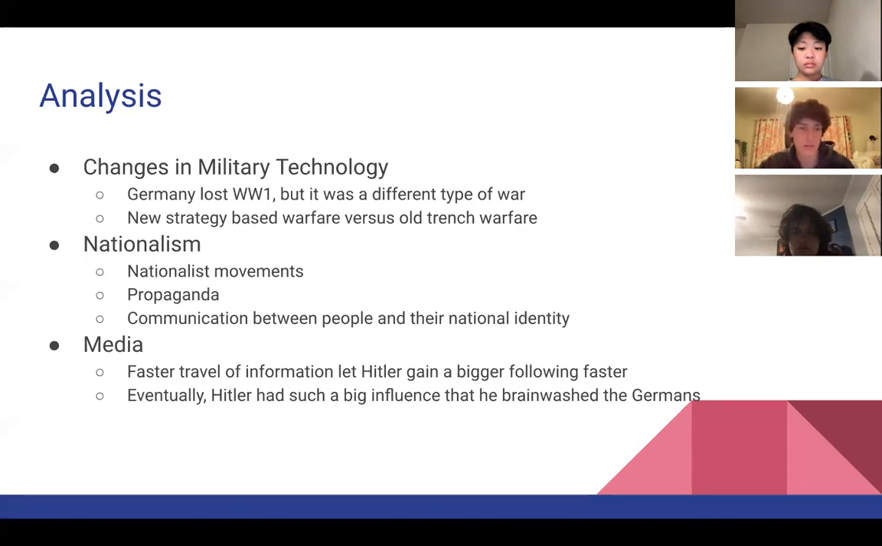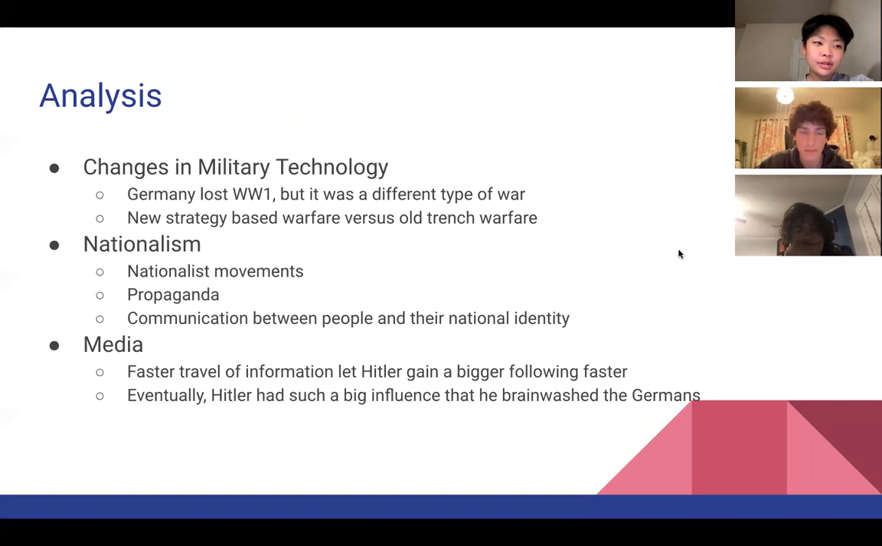Second, a lot of nationalism, nationalist movements, and propaganda to unify people under one national identity. Hitler even brainwashed a lot of people to become Nazis and do the terrible things that he wanted them to do. And finally, media, faster travel of information let Hitler gain a bigger following faster. And he had a giant influence on the Germans and convinced them that the Jews were bad people.